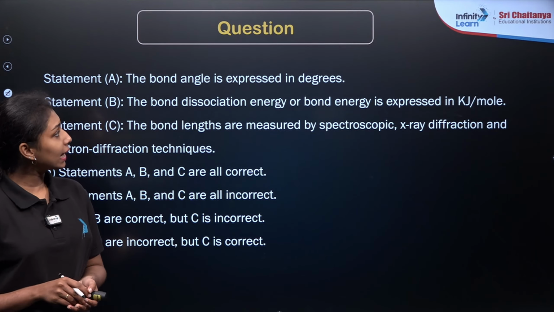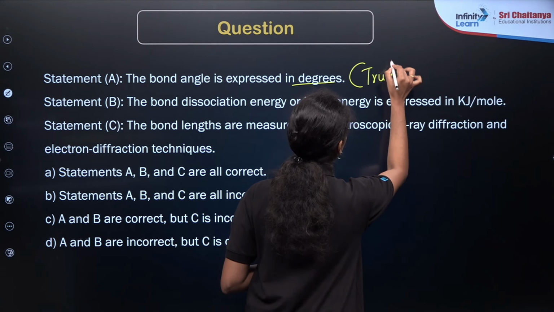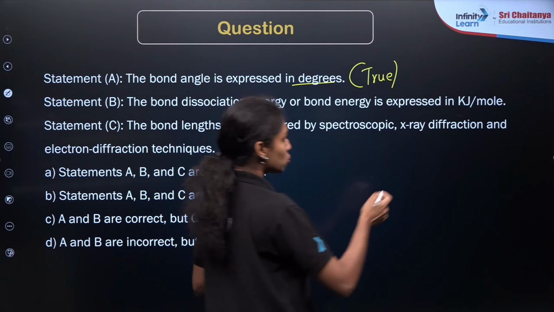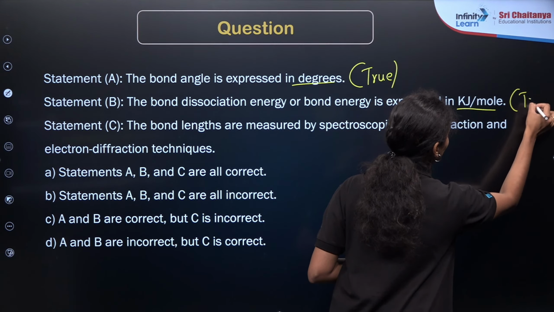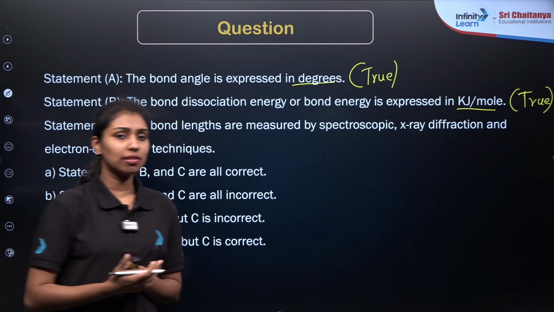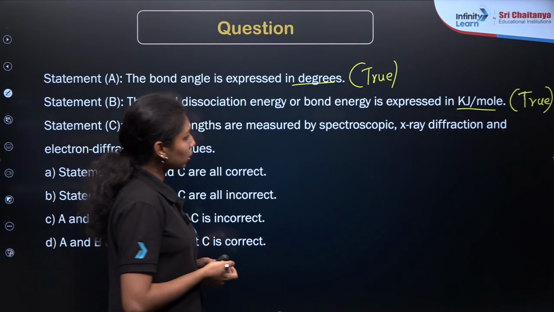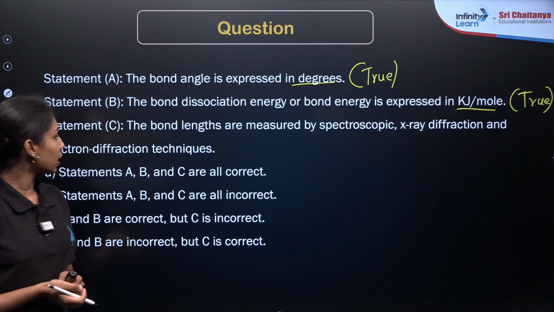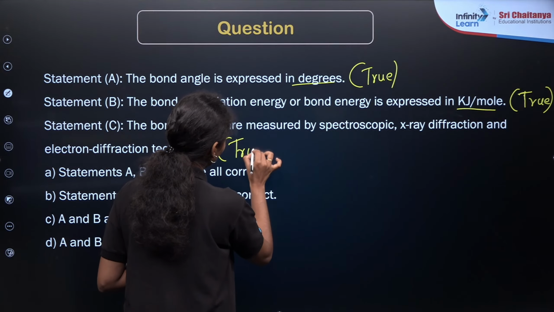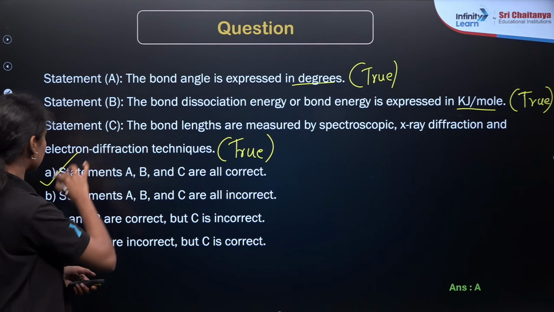The first statement says the bond angle is expressed in degrees. So this is again a true statement, right? As we already know, bond angle is always expressed in degrees. Then the bond dissociation energy or bond energy is expressed in kilojoule per mole. That is also a true statement. When we discussed bond enthalpy, we saw that the unit of bond enthalpy or bond dissociation energy is kilojoule per mole. Then the bond length is measured by spectroscopy, X-ray diffraction or electron diffraction techniques. That is again true, right? Which means that all three statements A, B and C are correct. So option A will be the correct answer here.